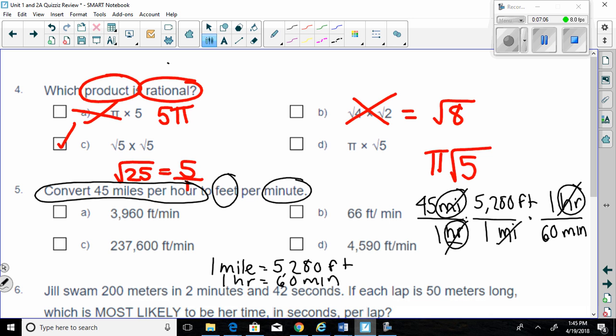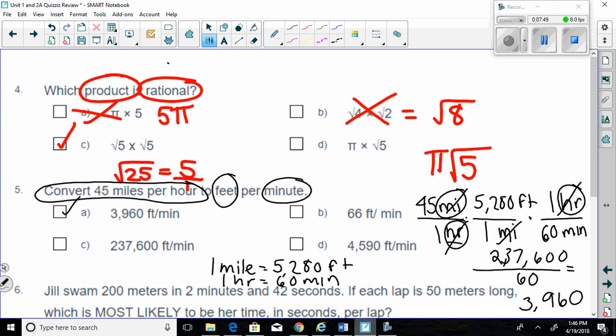Cool. Now all you do is you multiply all the numerators. So 45 times 5,280 times 1. What do you end up getting? 2,200. Whoa, I didn't know. And then what's 1 times 1 times 60? And then you divide those two numbers. So you have to multiply the whole time. And do you guys see that an answer choice is the numerator? They're trying to trick you. They're going to forget to divide it by 60. When you divide it by 60, you end up getting 3,960. I got that for the top row.